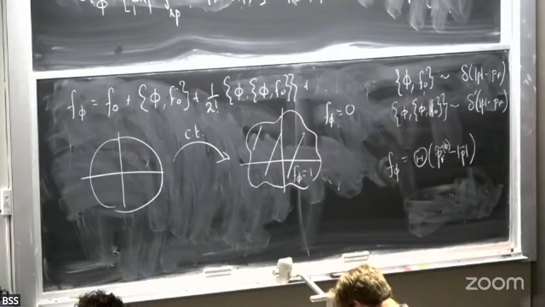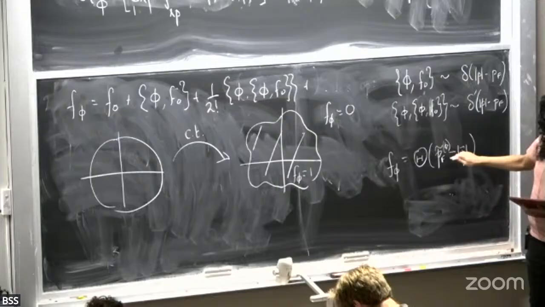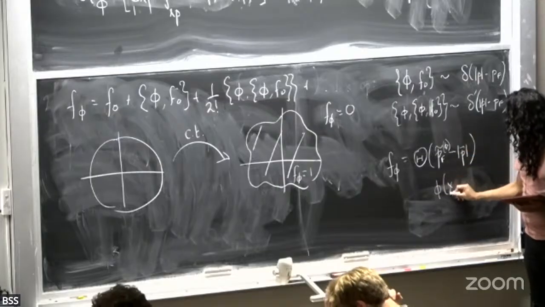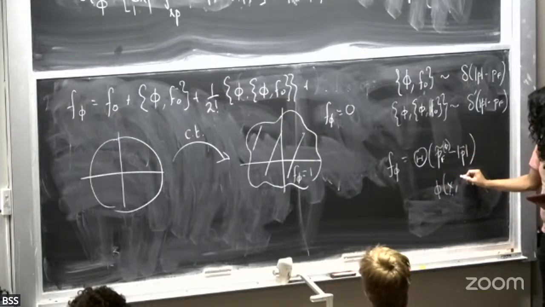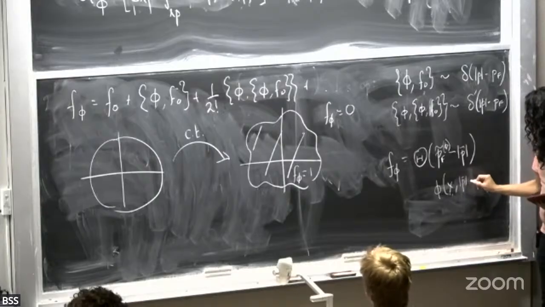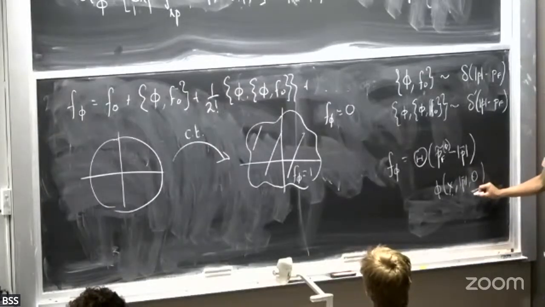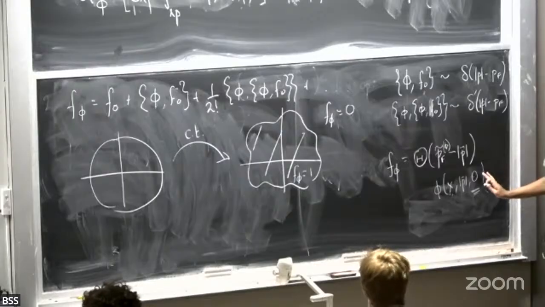We're not doing angular harmonics yet, because we've not done any expansion in L's. So this phi here depends on x and then vector p, which means mod p and theta. So theta is still here. We've not Fourier transformed this yet.